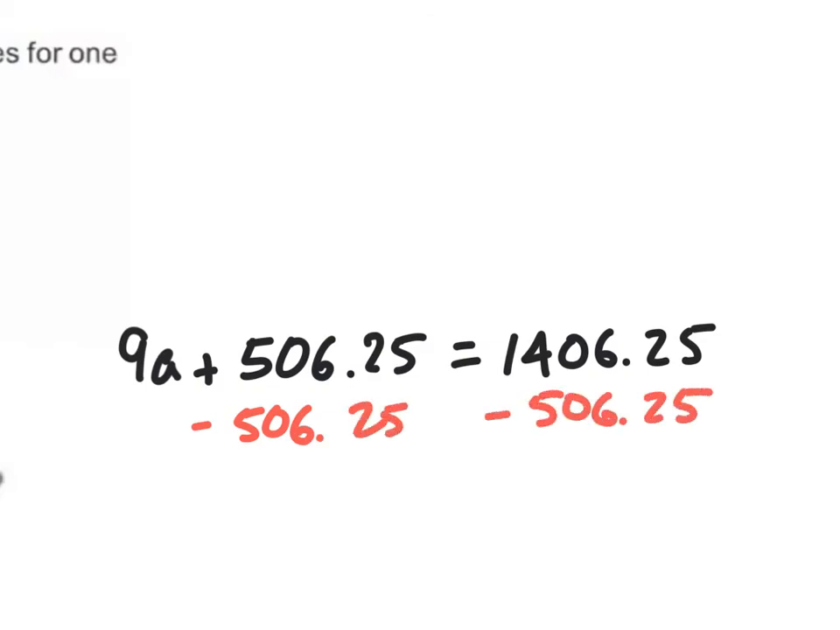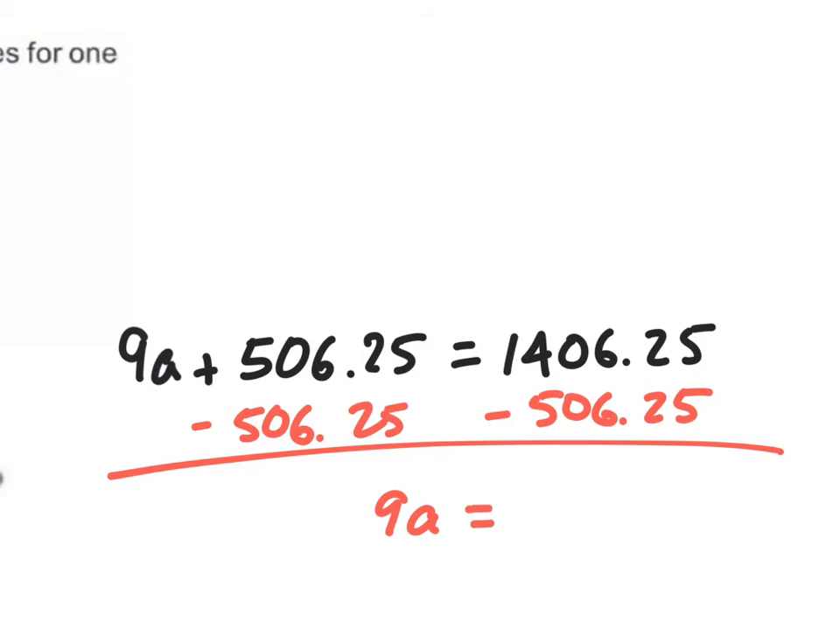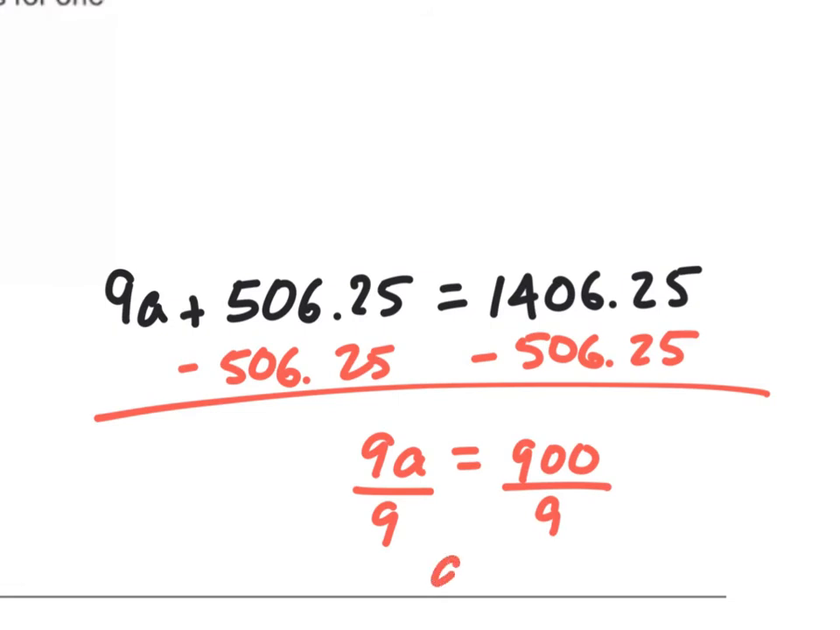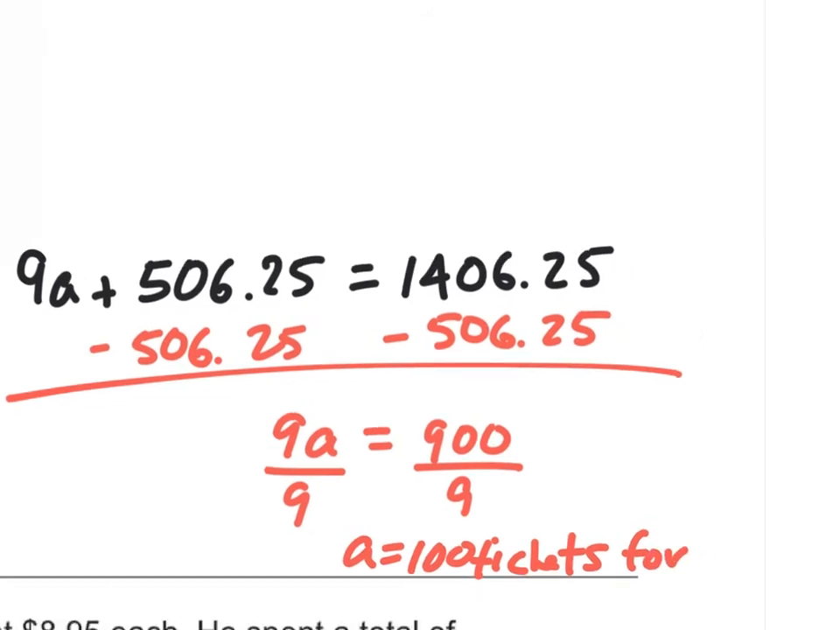So then I'm going to subtract from both sides this 506.25 minus 506.25. And as a result, that's just going to give me 900, right? So 9A is equal to 900. Okay, divide by 9, and I'm just going to get that A is equal to 100. Okay, 100 what? 100 tickets, yeah, exactly. 100 tickets for adults, or adult tickets.